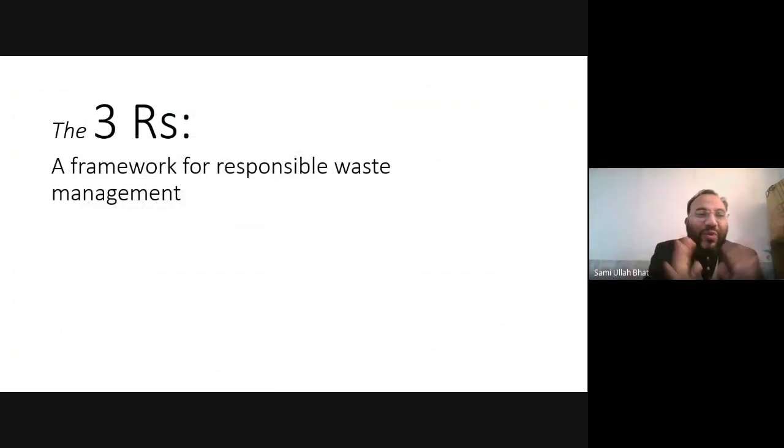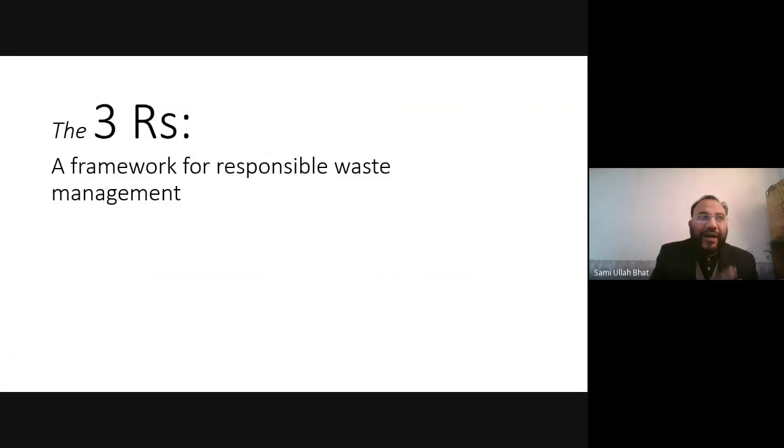Now, the other part of the presentation that I'll be focusing on is the concept of the 3 Rs. Before this, I tried to present the context of the waste problem. Then I took two wastes. One was municipal solid waste. The second was sewage, as a case study of how impactful it is. Then what is the solution for that?